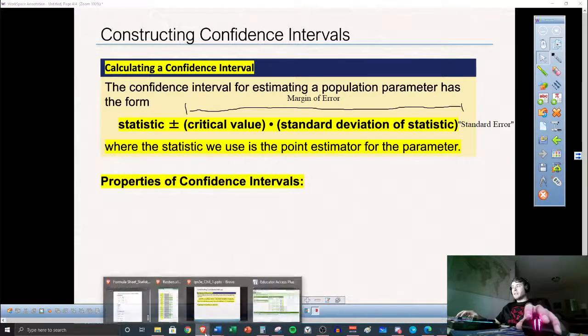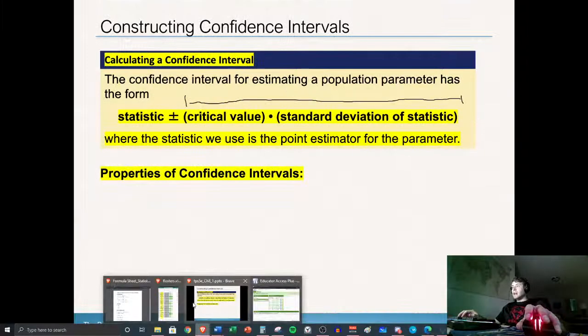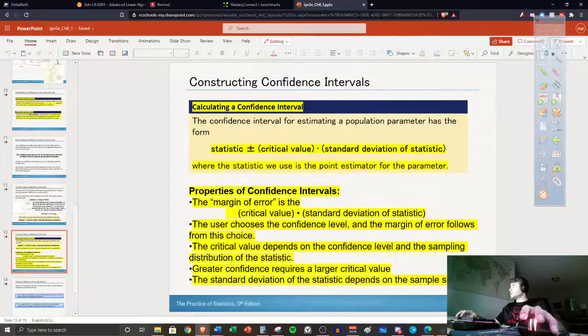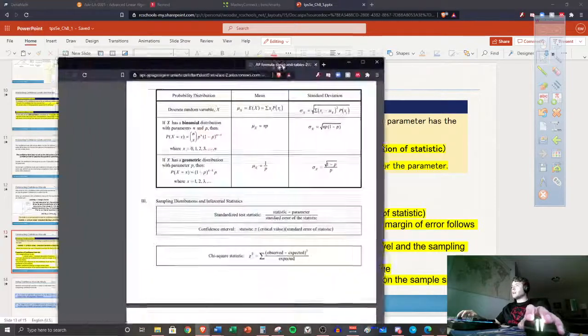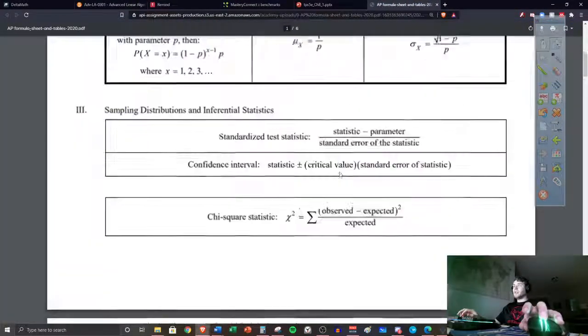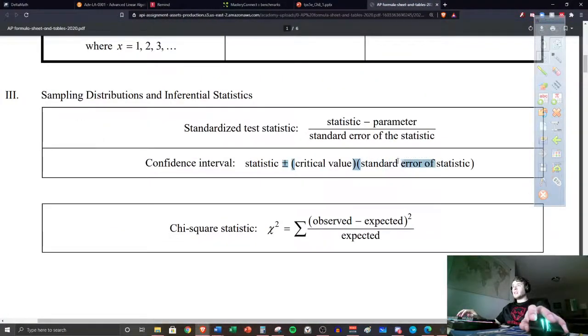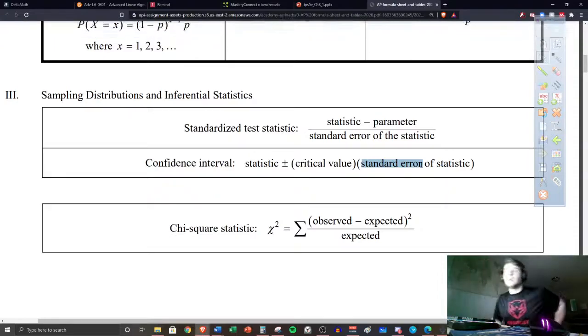Okay, so you've hopefully had time to write that. I do want to pull up some formula sheets just to mention. I called it standard error. So this is the AP formula sheet. You'll see they call it this standard error of a statistic. We're just going to say that that's a synonym for standard deviation. Okay, just keep that in mind.